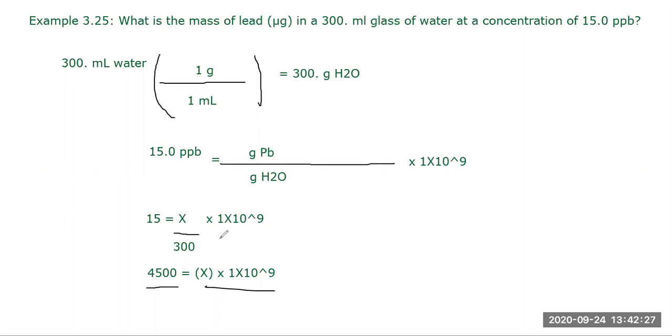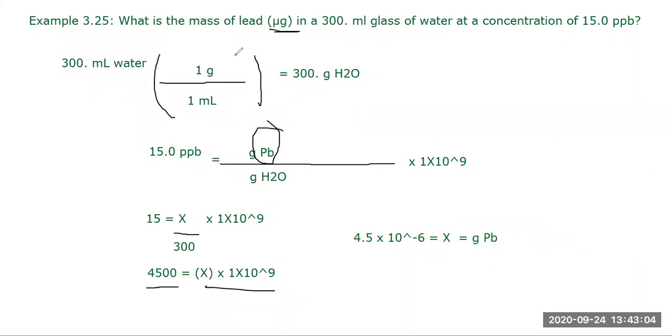So I plug into my calculator 4,500 divided by 1 times 10 to the 9th, and it gives me just X on the other side. The calculator reads 4.5 times 10 to the -6, which is equal to the X I was solving for. But notice what we called X. That was equal to grams of lead, what we called our X up here.